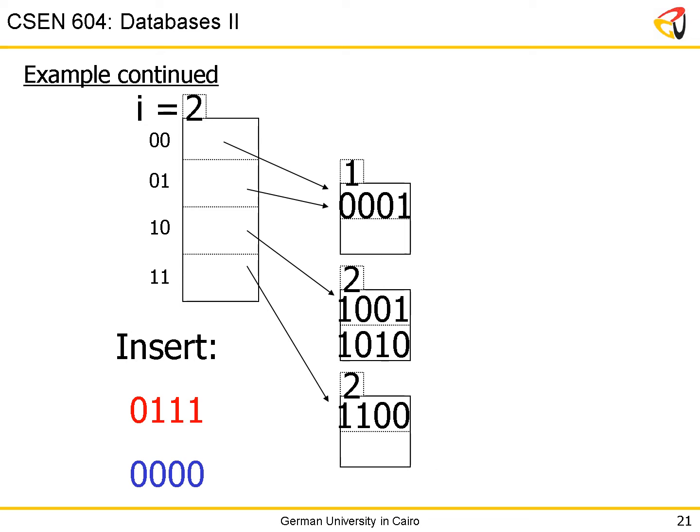Now, let's look at this scenario. We now have I equal to 2. We're going to follow the same logic, so I'm just going to repeat what I have been describing. Let's say I would like to insert 0111. I will check the I. It says 2, which means I have to use the first 2 bits to the left. So I'm going to use 01. I will follow the arrow from the cell labeled 01 in the directory. I will go to the first page. I will insert there 0111 because I have an empty space.